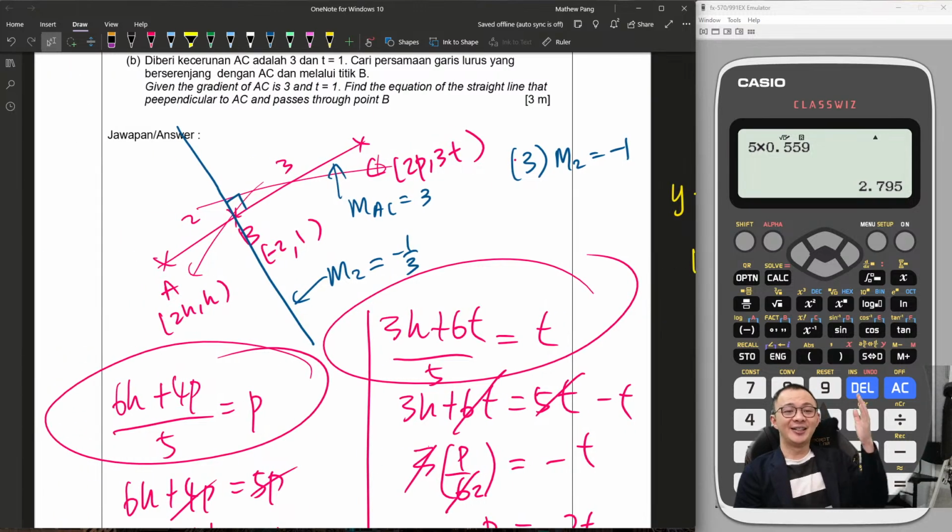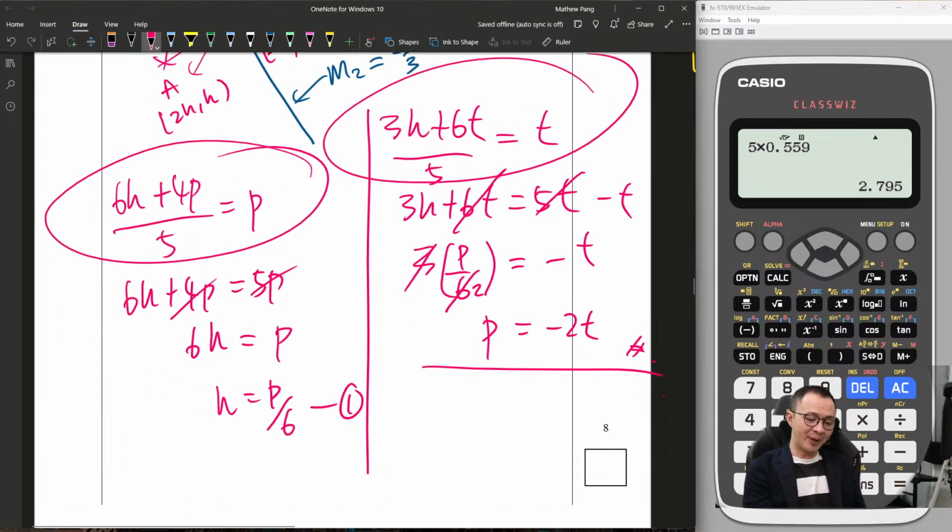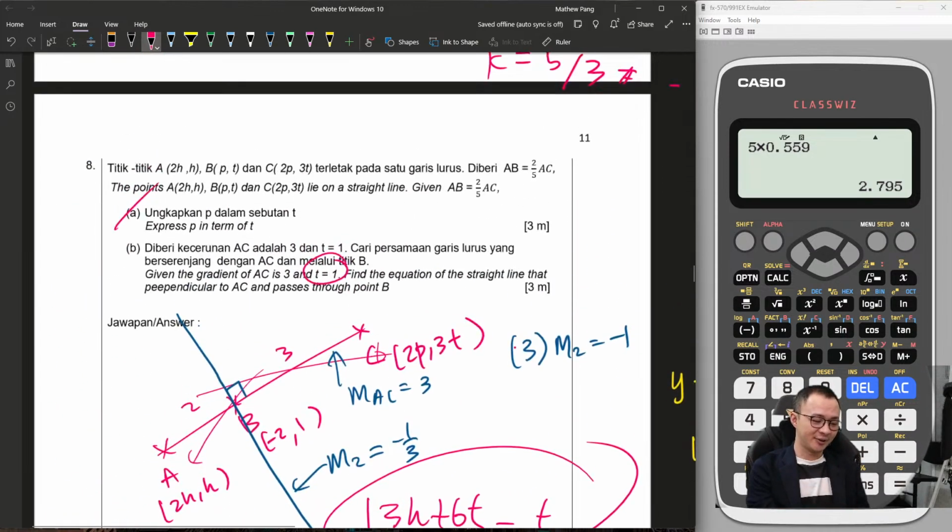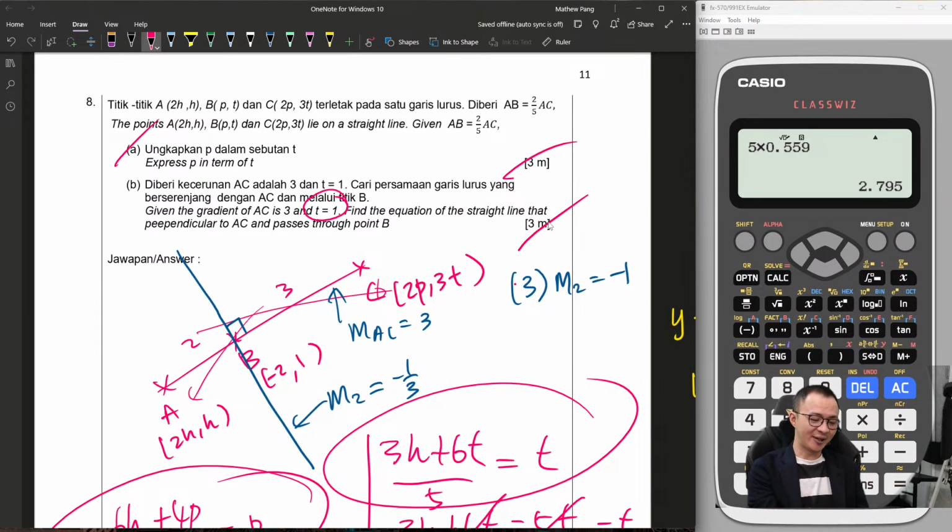They want to find the line that is perpendicular to AC and passes through the coordinate B. How do I get coordinate B? Because they tell me T equals 1. After I got T equals 1, I can substitute the 1 back into the equation to get P, isn't it? So I can know the values for P and T. T is given, P I plug into the P equation. Cool? 6 marks. Done.